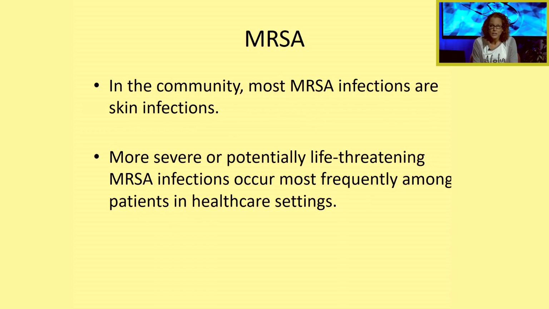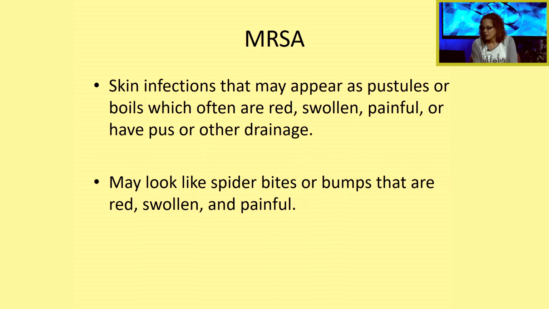And you know, MRSA in the community, we do have lots of different MRSA infections. Usually they're skin infections, infections that happen maybe after a bug bite gets infected. And more severe or potentially life-threatening MRSA infections can occur among patients in the healthcare setting, right? And so these skin infections can appear as pustules or boils, which often are red and swollen and painful. They might have a purulent drainage, which is more like a yellowish or brownish drainage. Might look like a spider bite or a bump that's red or swollen and painful.